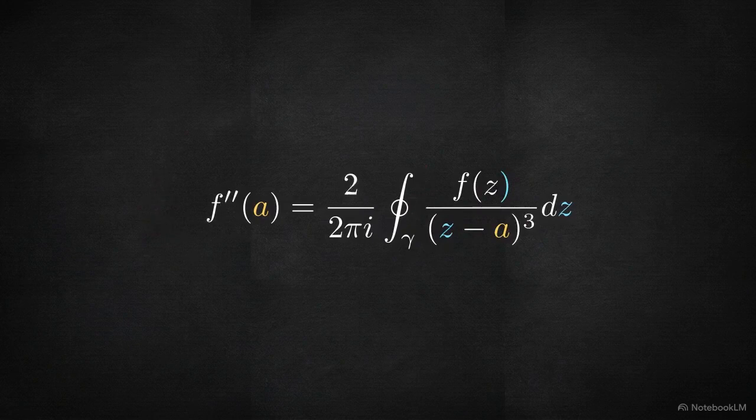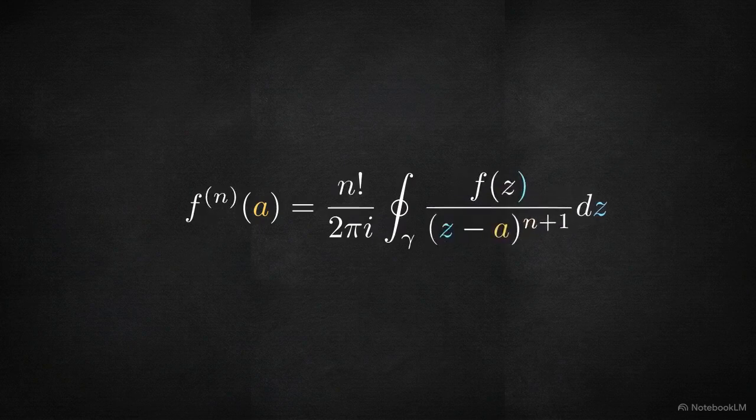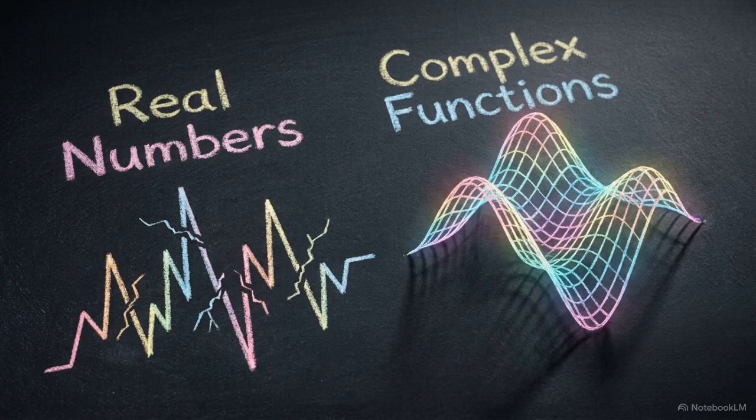If a complex function is differentiable once, the formula proves it is completely differentiable infinitely many times. We can generalize this to find the derivative of any order. This infinite differentiability shows why complex functions are more stable and interconnected than those in real number analysis.